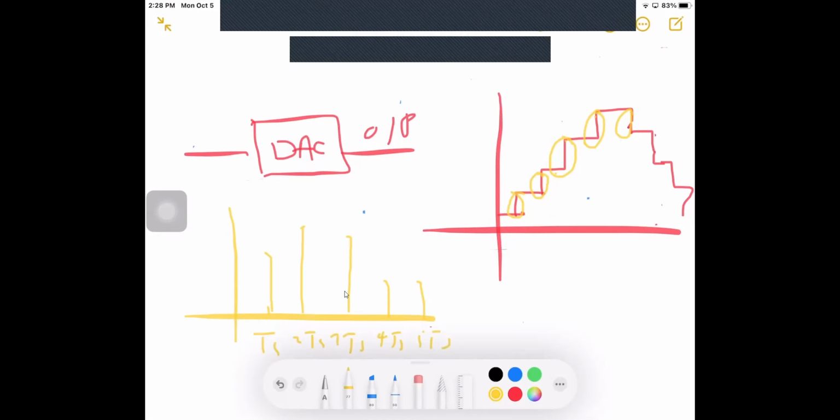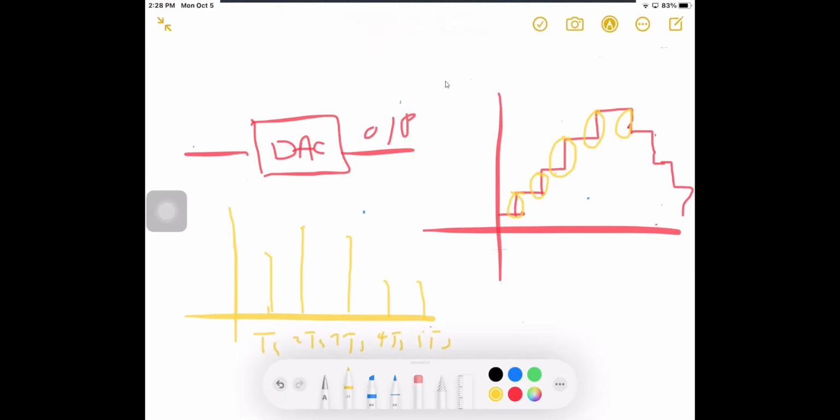Now, this is an analog signal, but we have a problem. What is the problem with this signal? This signal has high frequencies. Any sudden change, say from voltage 4 to voltage 5, is a sudden change.